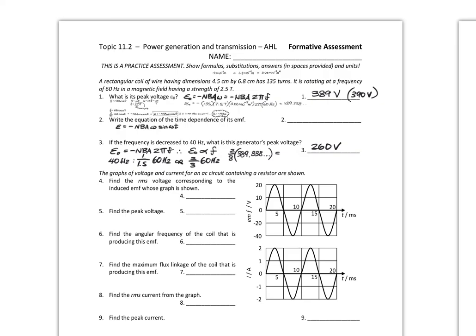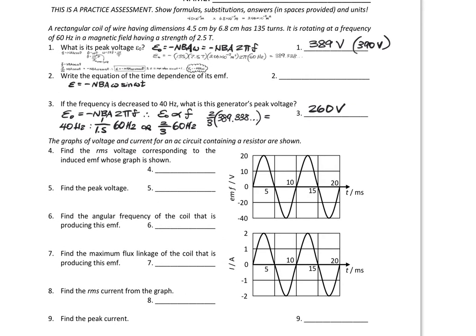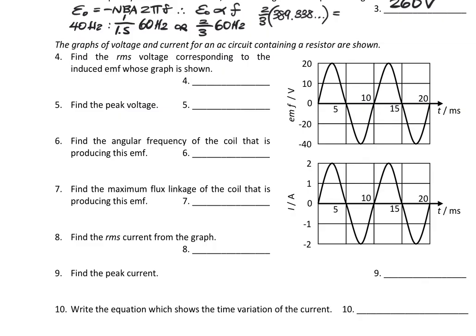Next question. We have graphs of EMF versus time in milliseconds and current versus time in milliseconds. Okay, so starting with 4, we have two graphs. We have an EMF graph and we have a current graph. And then 4 says find RMS voltage, it goes with the graph. 5 says find the peak voltage. I don't know why they didn't do peak voltage first, because RMS voltage depends on peak voltage. So I'll actually do 5 first, and it's pretty easy, because peak voltage is just the max voltage that is shown.